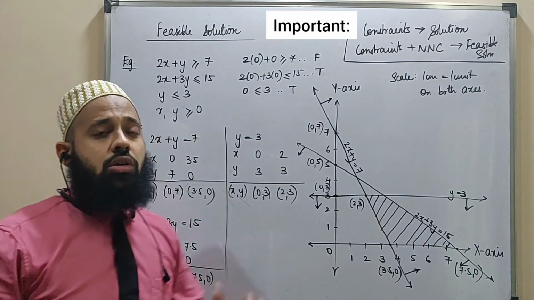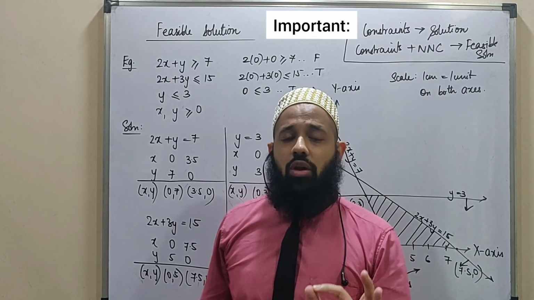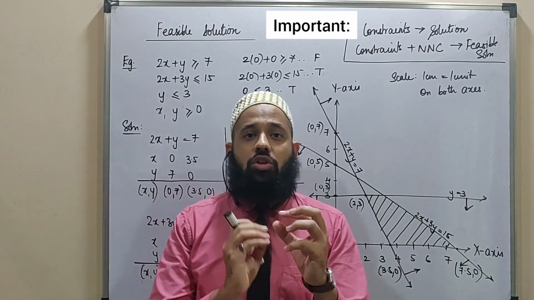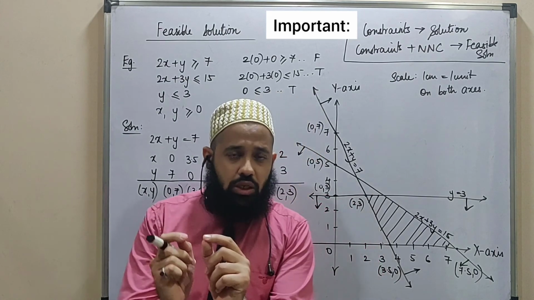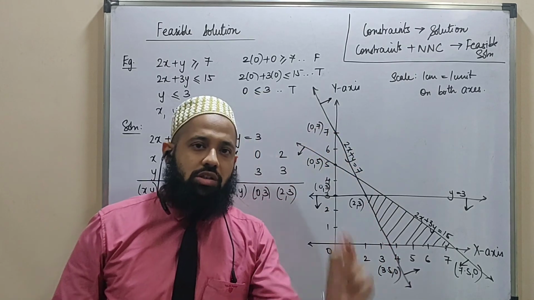That is the conclusion for this part of the chapter. With this, we have completed half the chapter, which covers talking about linear inequation, representing it on graph, graphical solution and feasible solution.